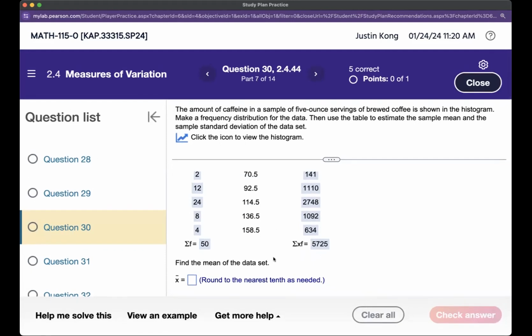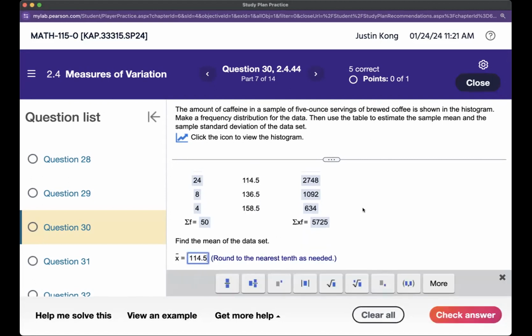So now to find the average, then this is the total, right? Total of all my data values. I kind of simplified it by calling them whatever the midpoint was. And then I just divide by how many there are. So I take that 5725 value and divide it by 50. That will give me my average of 114.5.